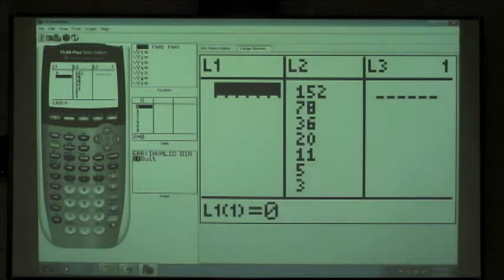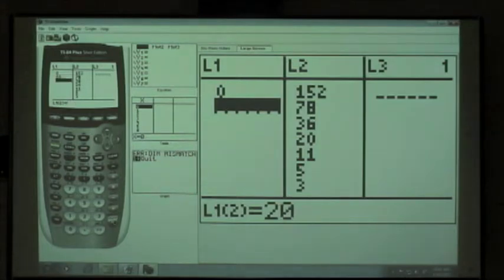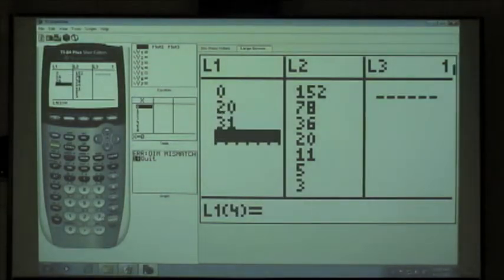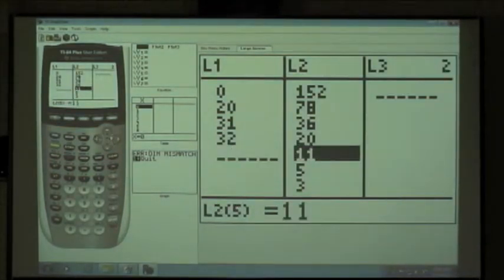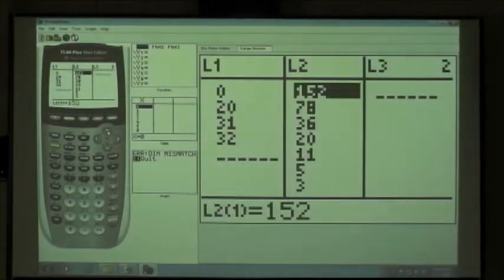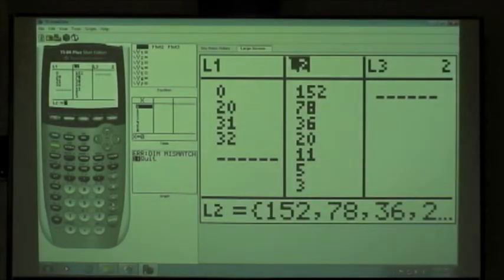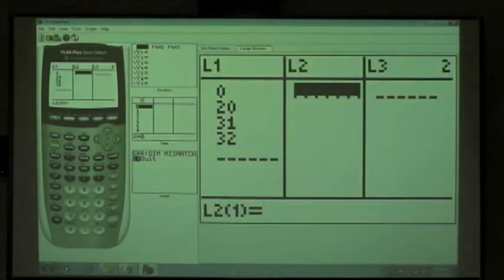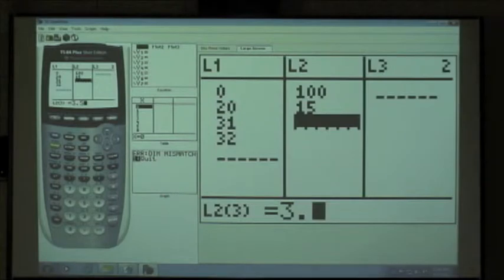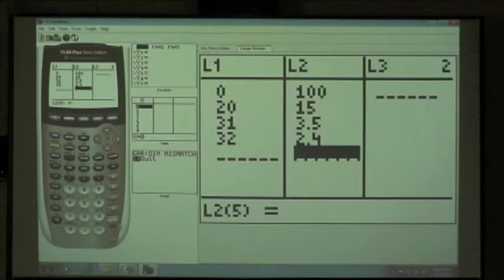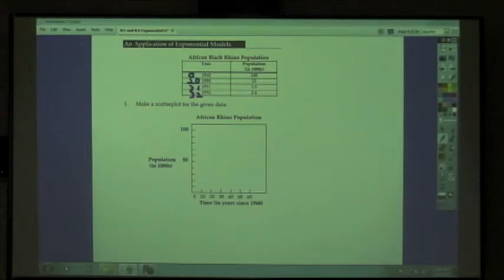So we're going to type in our X values of 0, 20 for 1980, 31 for 1991, and 32 for 1992. Then we're going to come over here and we're going to do the same thing over on this side, except we're using our population of our African black rhinos. Push Clear, enter the list here of 100 for 1960, 15 for 1980, 3.5 for 1991, and 2.4 for 1992. So again, we've entered these guys into our list just like we did before on the other one. So we've got it into our Stat menu.